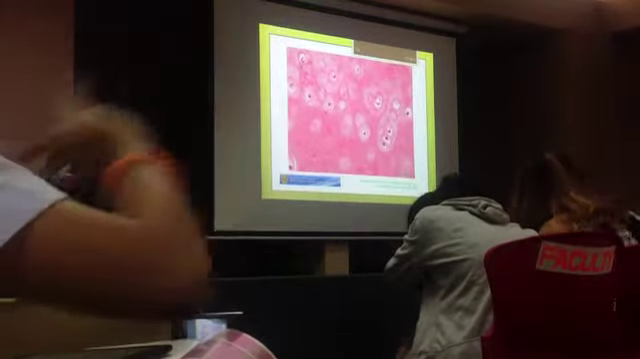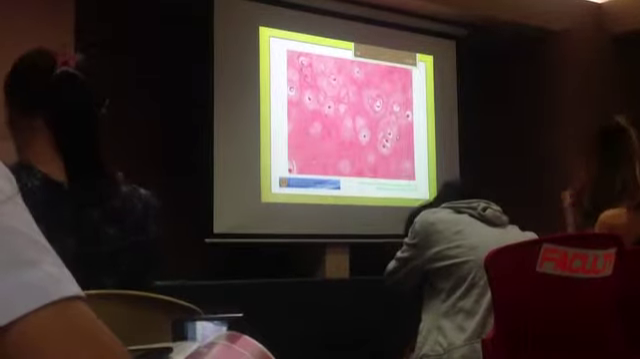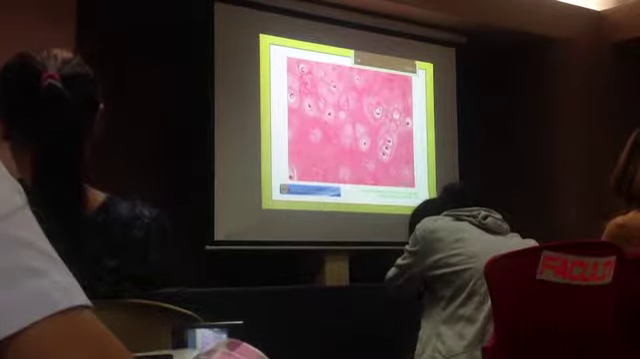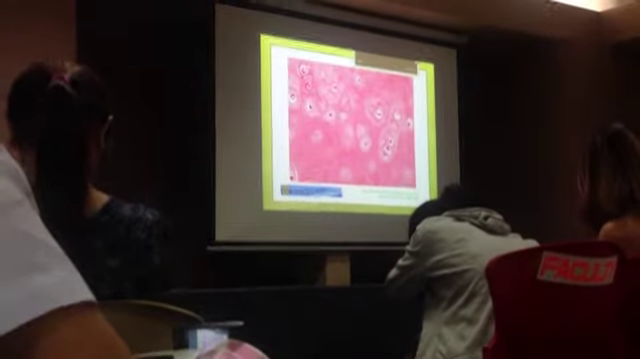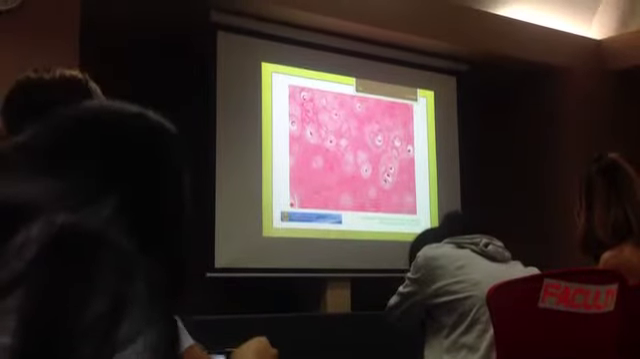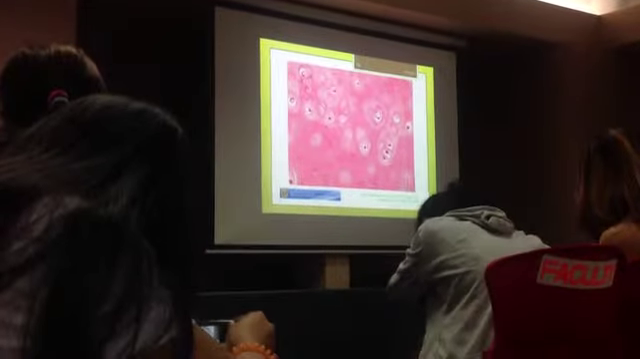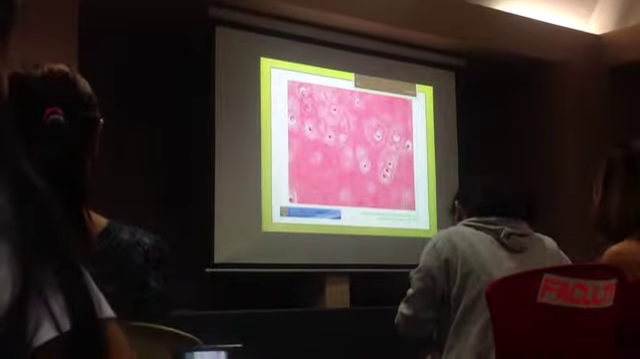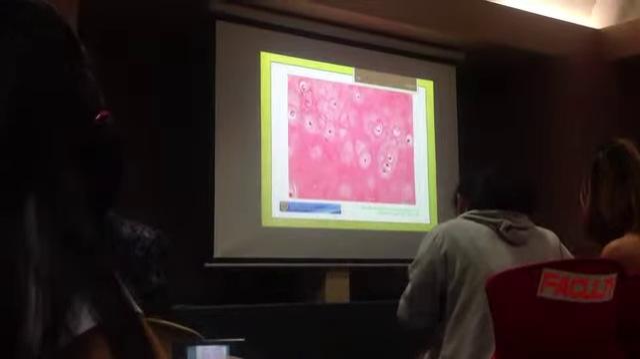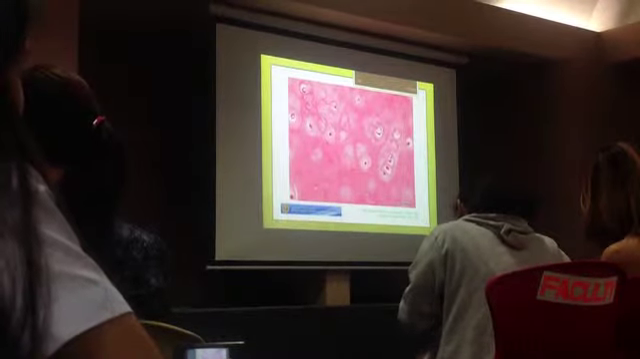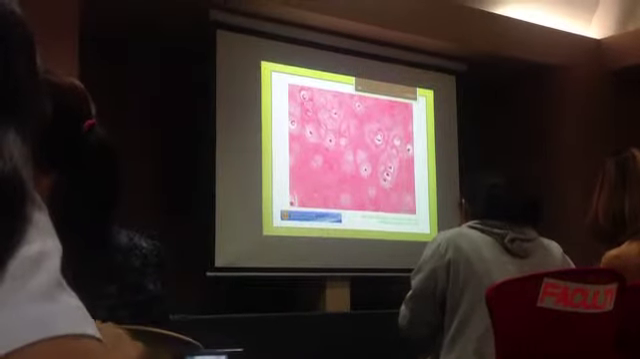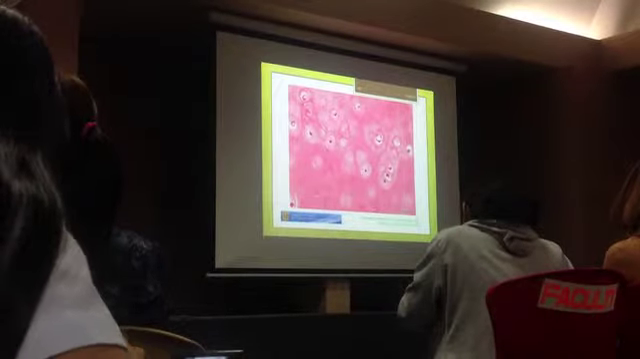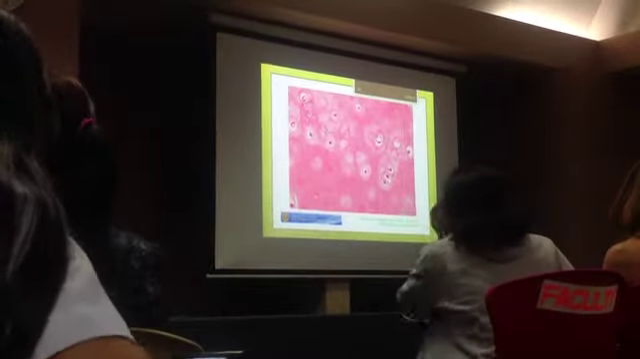For the matrix, you have two areas: the territorial matrix and the extraterritorial matrix. The cells in isogenous groups are within the same, paler staining area. That's your territorial matrix. So they are located within the same area, in one territorial matrix. This is your isogenous group of cells.